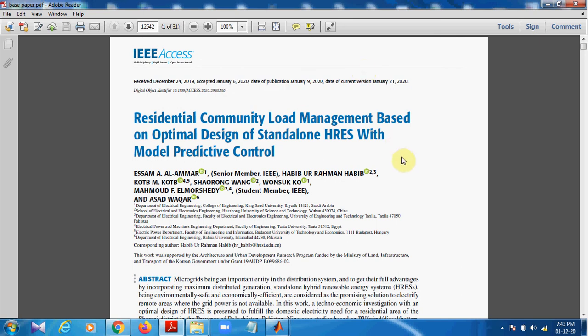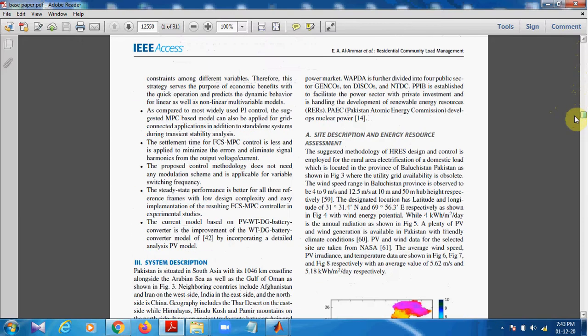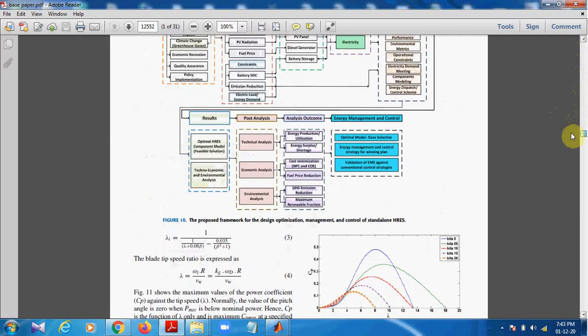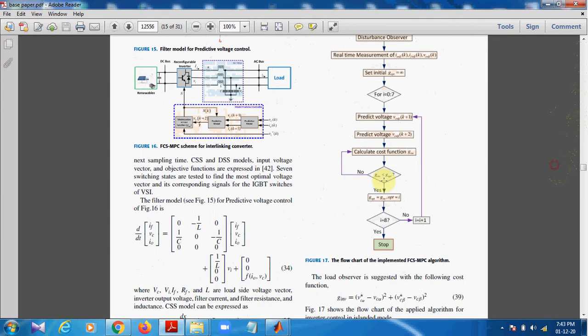Hi, welcome. So today we are looking at some projects in power electronics. The project title is Residential Commercial Community Load Management based on optimal design of standalone HRES with model predictive control, that is MPC controller. In this paper, the author has proposed one MPC control mechanism for a smart grid, which has multiple renewable energy sources. Renewable energy sources might be solar PV, wind, battery, diesel source, etc.